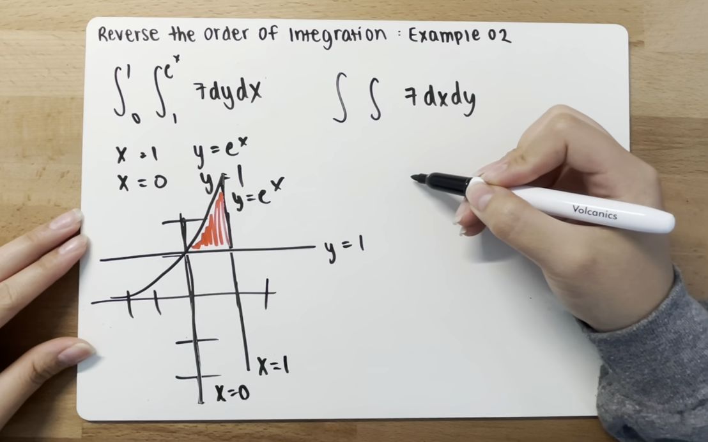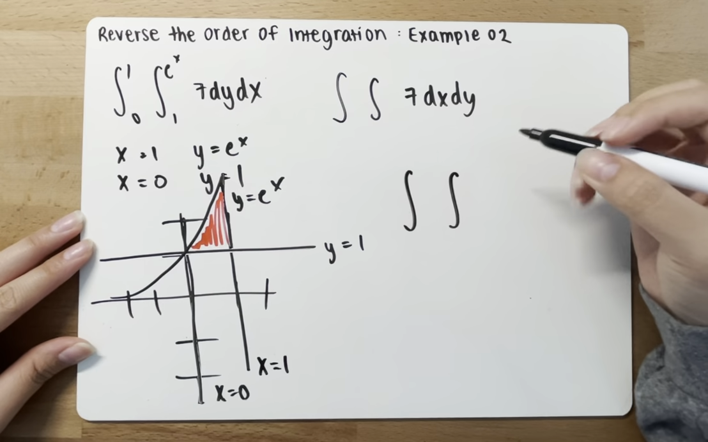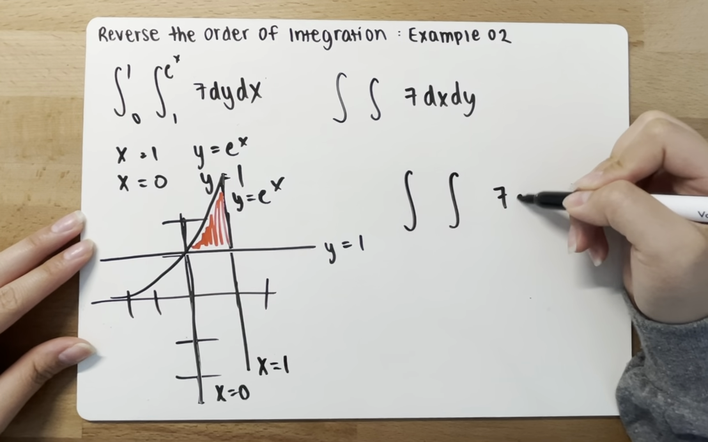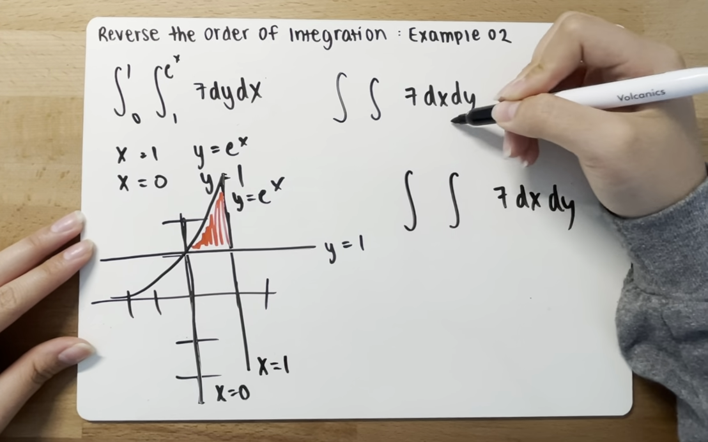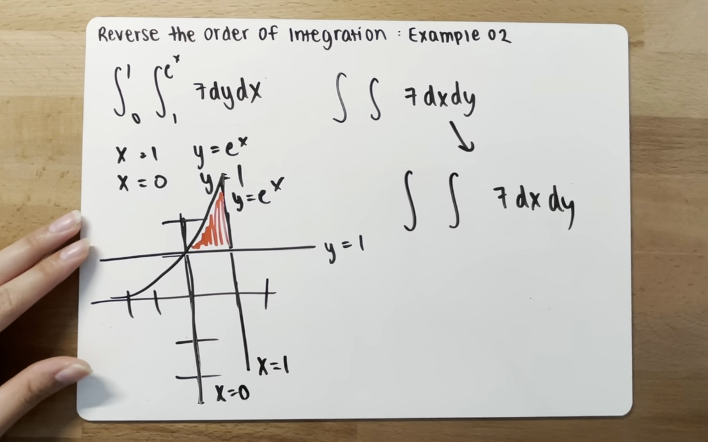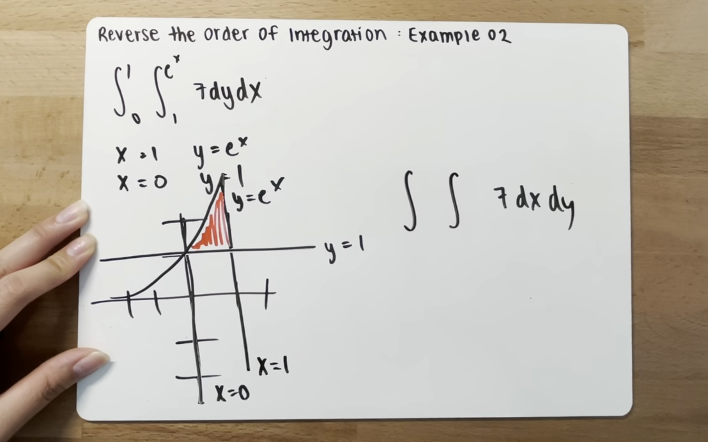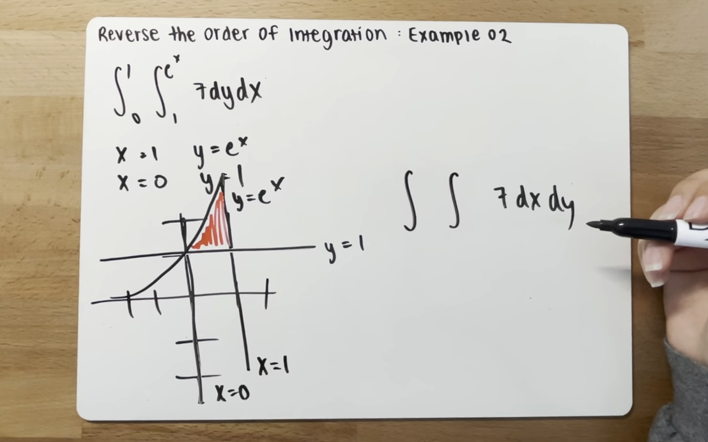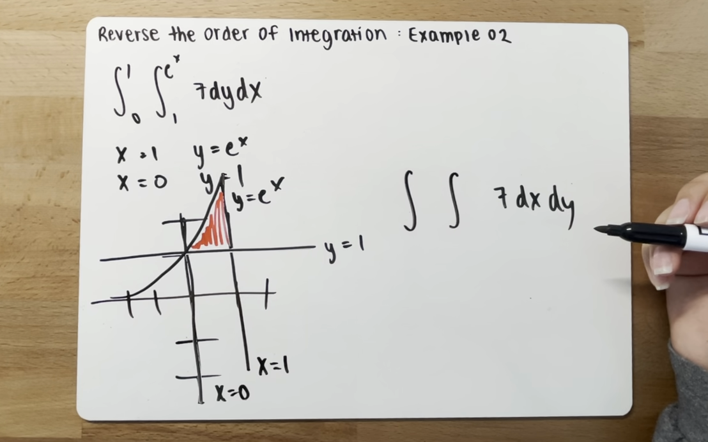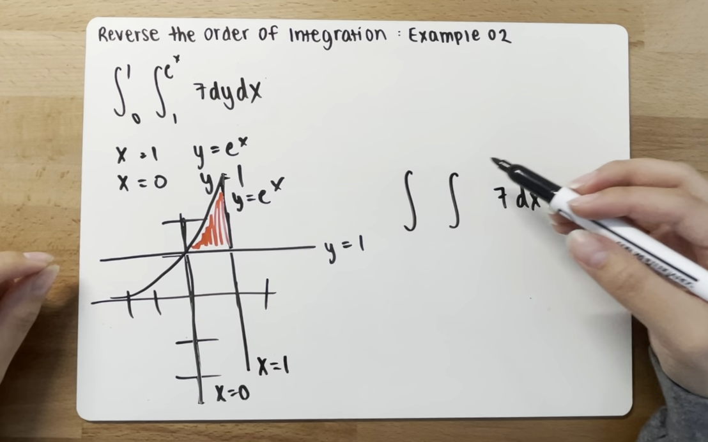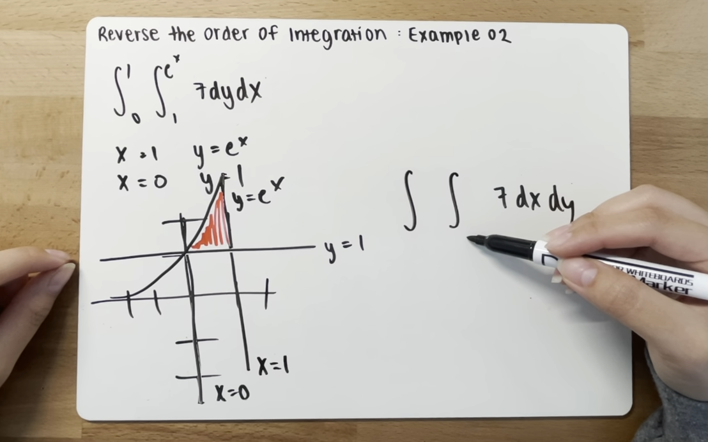Now, next step is to set up your double integral form. So basically bringing this down, or you could just remove this because we have this now. Now we want to find the inner boundary of dx, we want to find the upper boundary, and we want to find the lower boundary.